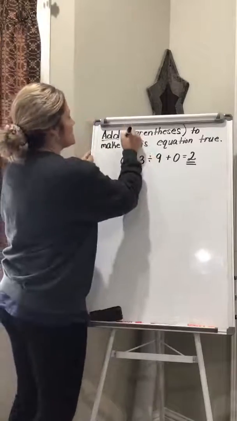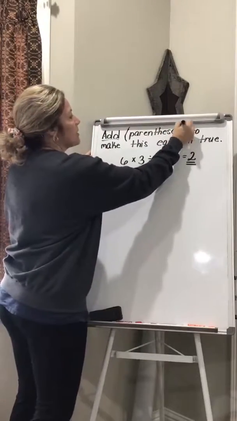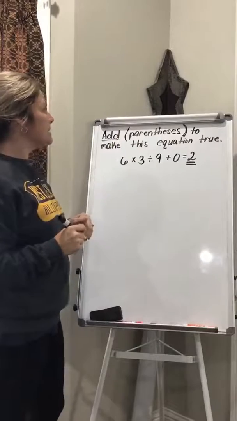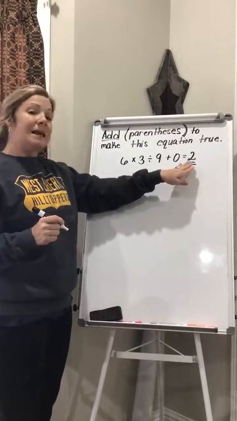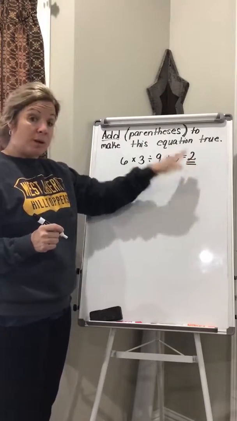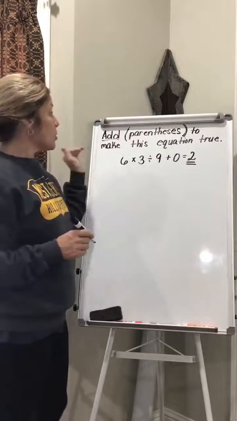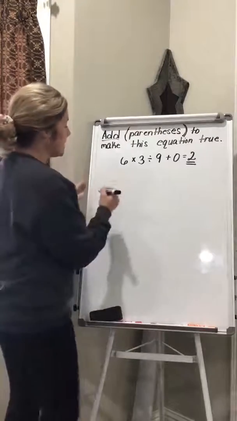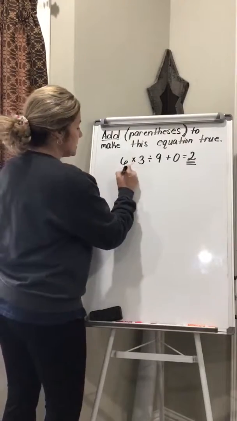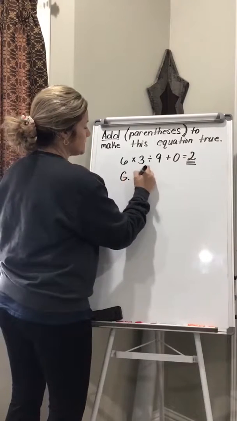We know that parentheses look like this. That's why I have them around the word. Add parentheses to make this equation true. We want our answer to equal 2, but our grouping symbols and our rules have to be followed in a specific order. We, in 5th grade, talked about the acronym GEMS.